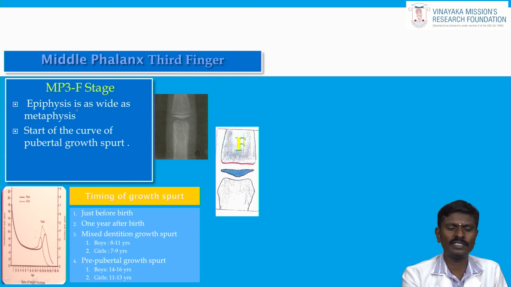In the F stage, the epiphysis is as wide as the metaphysis. So if you see the epiphysis, it will be as wide as the metaphysis. This shows the start of the curve of the pubertal growth spurt. The pubertal growth spurt is getting started for that patient. The skeletal pubertal growth spurt is getting started.